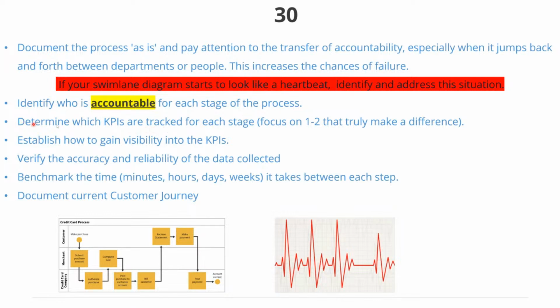So determine which KPIs are tracked for each stage. Again, you might find out that there are no KPIs being tracked. Again, this is wonderful news. Write it down, move on.